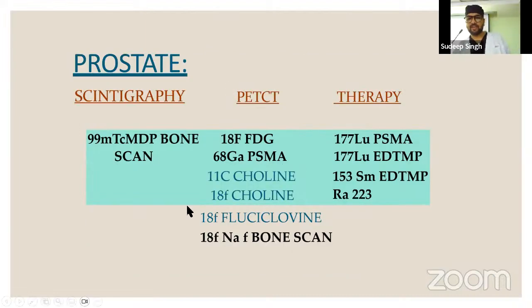In scintigraphy, we use technetium MDP bone scan. In PET-CT, we use 18F FDG and gallium PSMA, 11C choline, 18F choline, fluciclovine, and sodium F bone scan. In therapy, we can go for 177 lutetium PSMA, 177 lutetium EDTMP, 153 samarium EDTMP, and radium 223.